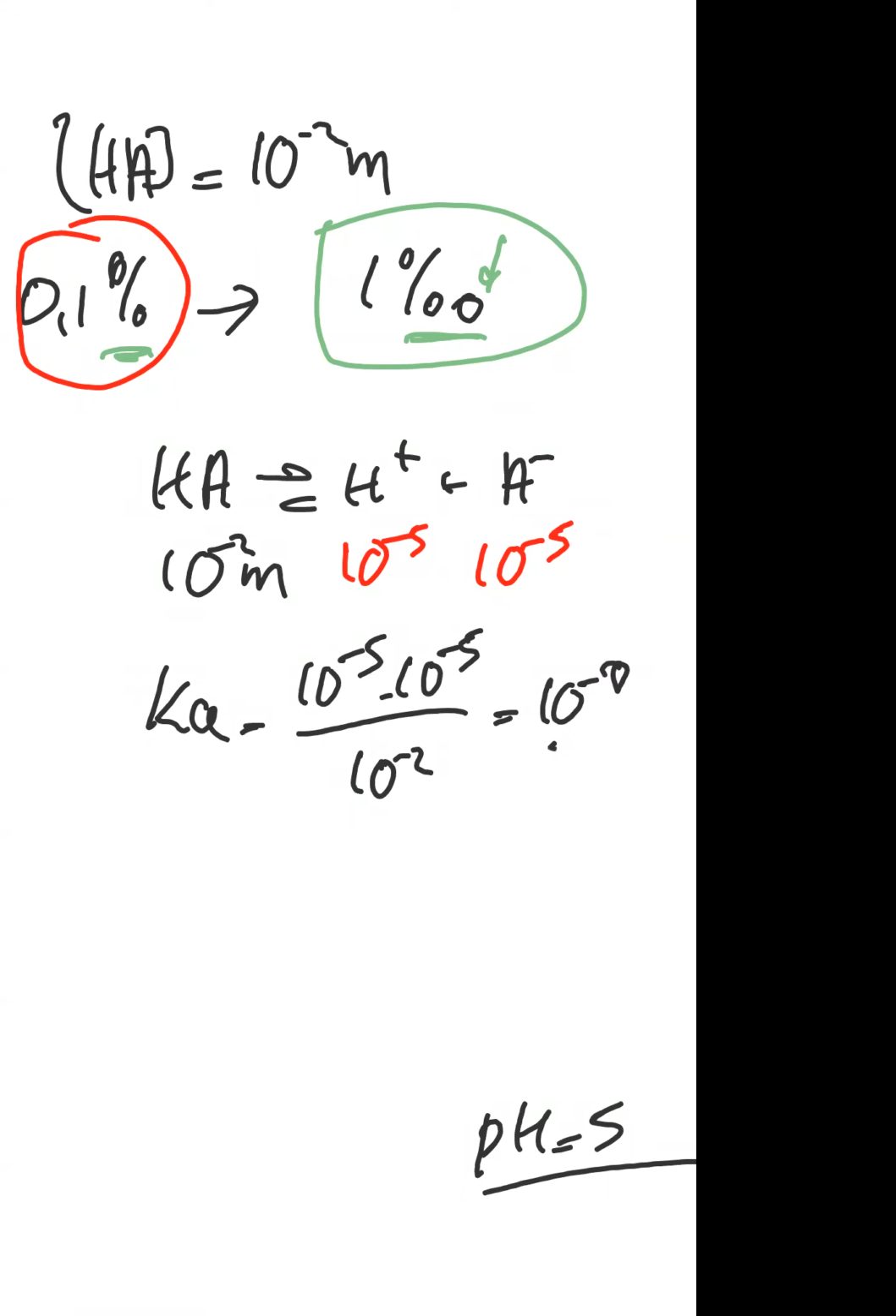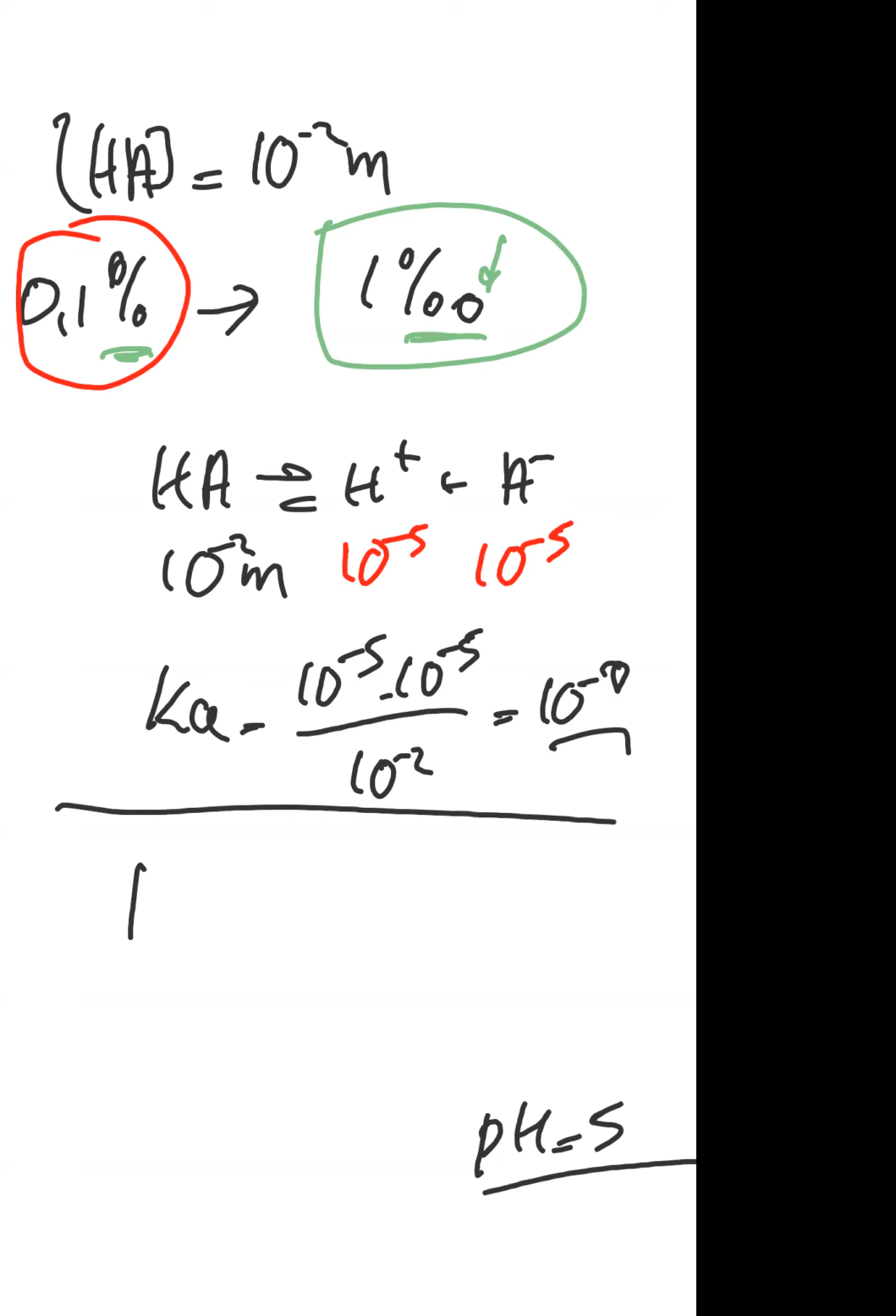Okay, this is the case. This is quite normal. This is the normal calculation for a weak acid. There are generally two ways, maybe three.